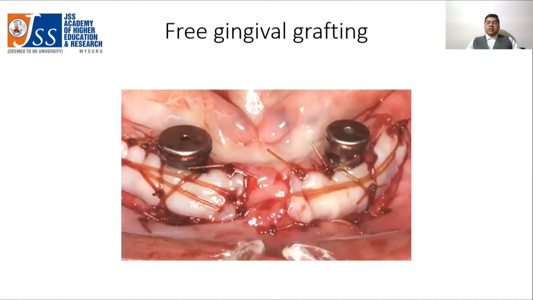Free gingival grafting, similar to the grafting done for root coverage procedures: free soft tissue autograft can be taken from palate and be augmented on soft tissue deficient areas around the implant. Some of the disadvantages of free gingival graft are the color mismatch, the open donor site, and also graft shrinkage. However, it is still the procedure of choice when there is inadequate keratinized gingiva around the implant.